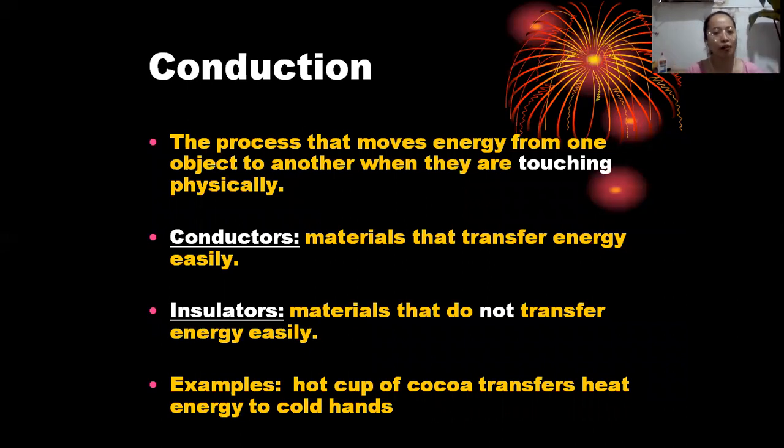When we are talking about conduction, we are talking about physically touching materials that transfer energy easily. The best example for that is when you put a metal spoon in a cup of hot water. And also, the good conductors are the metals. Very good. And we have the insulators. These are the materials that do not transfer energy easily. Examples are rubbers and plastics.